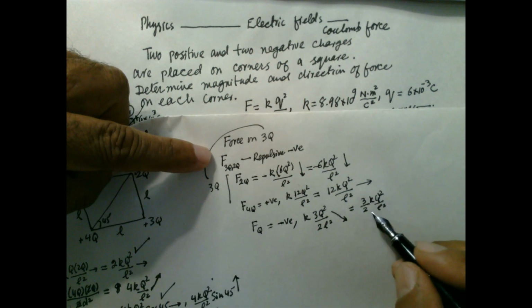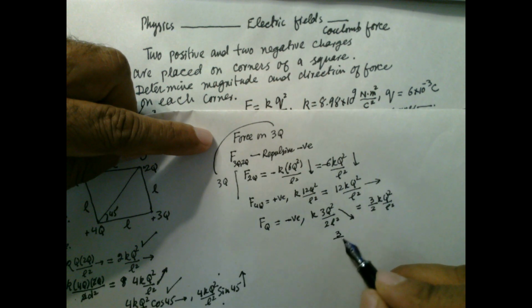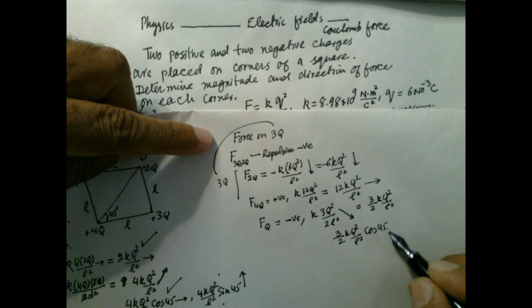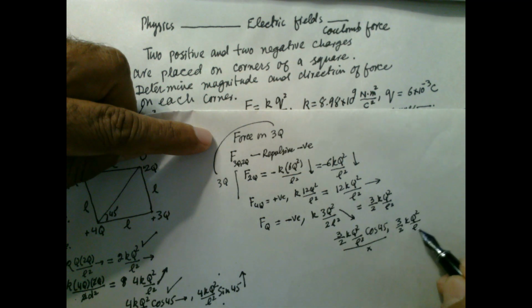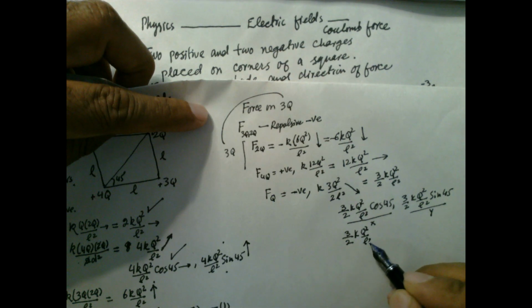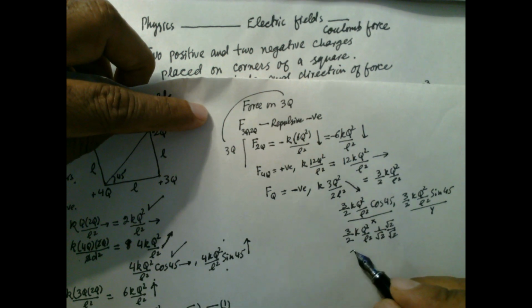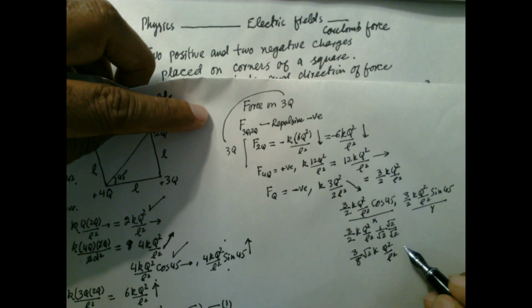It will have two components, sine theta and cos theta. One is 3 by 2 K Q square over L square into cos of 45, this is X, and 3 by 2 K Q square over L square into sine of 45, this is Y. Write it down, 3 by 2 K Q square over L square, square root 2, and rationalizing 2 by 2, so this will become 4 and 8. So this is equal to 3 by 8 into square root 2 K Q square over L square. This is x and that is y.